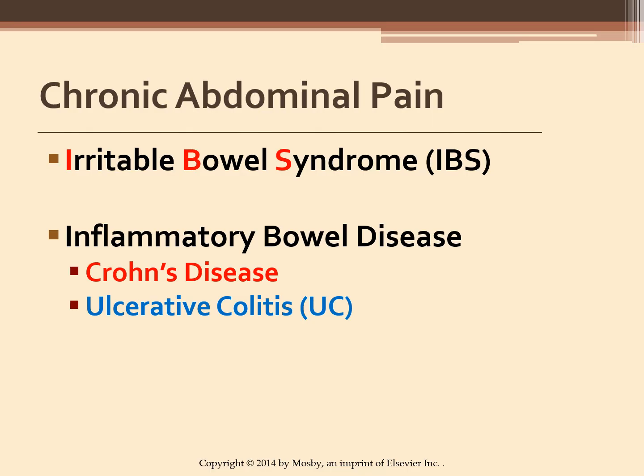Chronic abdominal pain. Really the two that we hear of are irritable bowel syndrome or inflammatory bowel disease, such as Crohn's and ulcerative colitis. These are ones that don't really have a cure. They're not that short-term, like with appendicitis, where we're going to remove their appendix and everything's solved. These are long-term issues that these people have.